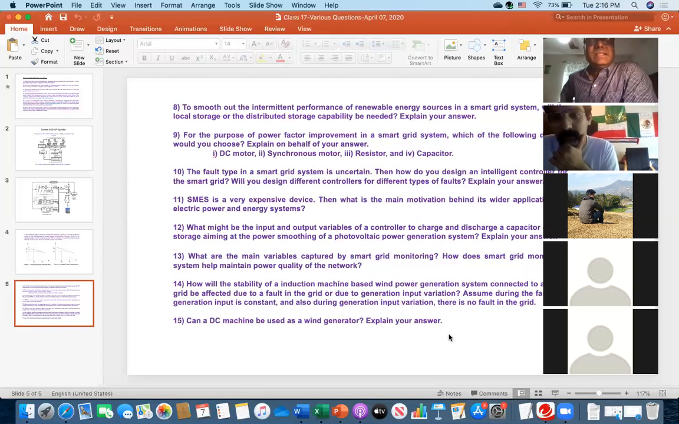So therefore, the answer is yes, the DC machine can be used as a wind generator, but for a small scale application, because it will produce small voltage and small power. And that is the reason, not only about the wind generator, for traditional systems, DC machine is not used. High capacity synchronous machine is used because of the limitation that DC machine can be applicable only for small scale applications or small scale cases.